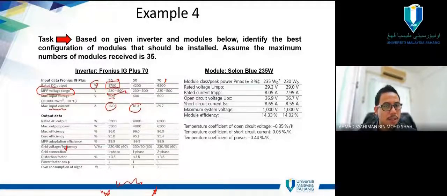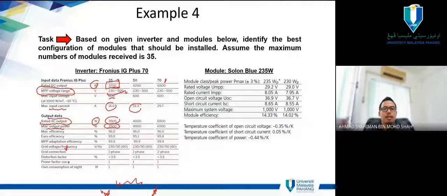3,700 watt. Okay. What's next? They give you the rated AC output in watt: 3,500 watt. Maximum output power is the same, 3,500 watt. Okay. If I ask you, what is the rated power for this inverter, the Fronius IG Plus 35? What is the rated value for it?